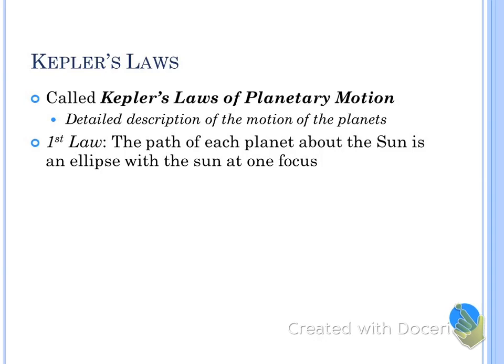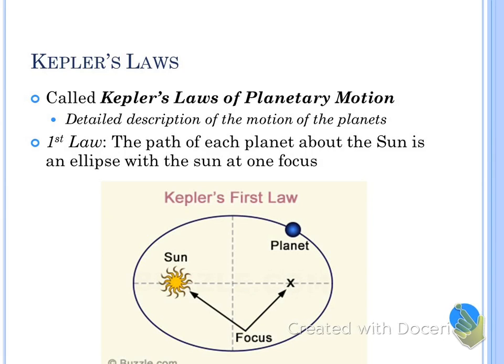So Kepler has three laws. The first law says the path of each planet around the sun is an ellipse with the sun at one focus. And what we mean when we say focus is that there's a focus point within this particular planetary orbit, and the sun is at one of those focus points. So here's a diagram of what this particular law looks like. Our planet here is in an elliptical pattern, which means kind of a stretched out circle. The sun is located at one of these two focus points. Okay, so no matter where it is in its orbit, the sun is always located at one of these two particular focus points in the ellipse.